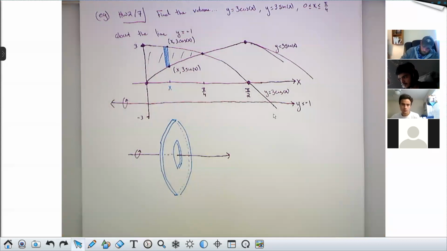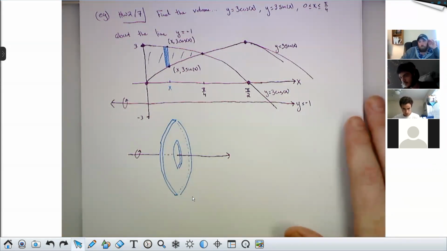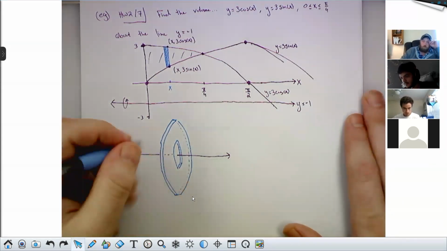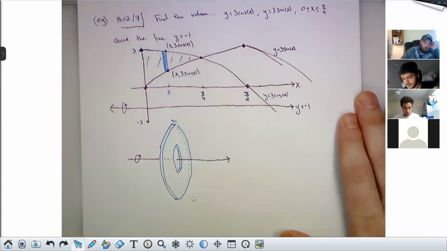So the volume of this tiny little solid is dV. That's the little volume that I need to find and integrate to recover V. In order to find the volume of this little solid, I need to know a few things. I need to know how thick is the little solid and what is the area of a cross section of that little solid. In other words, I need to know this dimension.